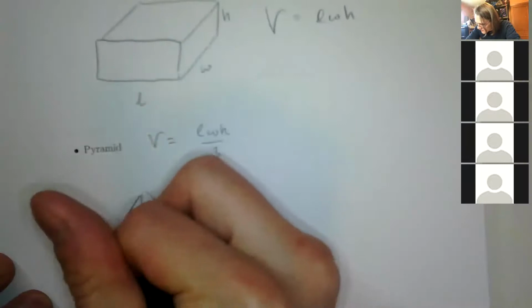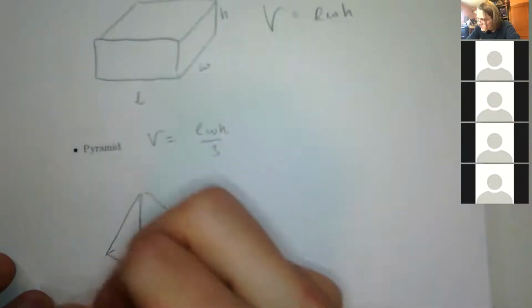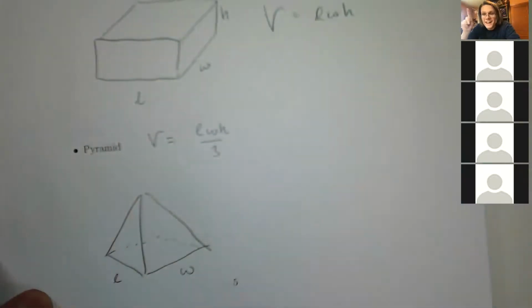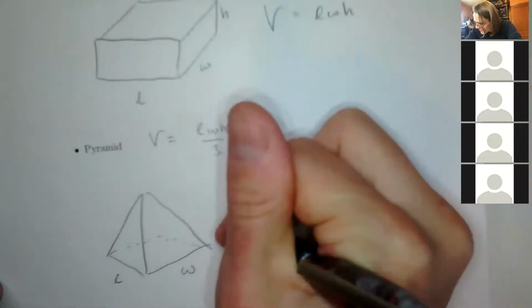And so for the pyramid, basically the length and the width are the base of your pyramid. But the height is, so like with a triangle, the height is how high it goes. It's the same idea for a pyramid. The height is how high the pyramid is. So maybe I'll put that off to the side.